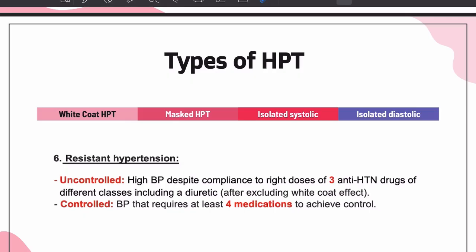The last type that we can classify is resistant hypertension. Either it's controlled or uncontrolled. Uncontrolled: they're taking 3 antihypertensive drugs, including a diuretic, and they still have high blood pressure or hypertension. Controlled resistant hypertension: they're taking 4 medications, but it's controlled. So either uncontrolled with 3 medications, or controlled with 4 medications.